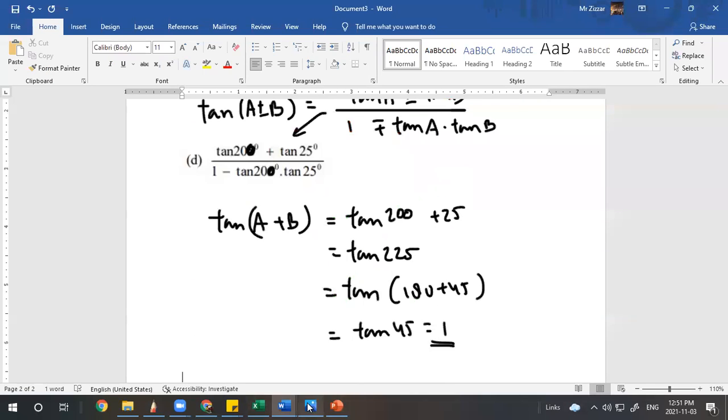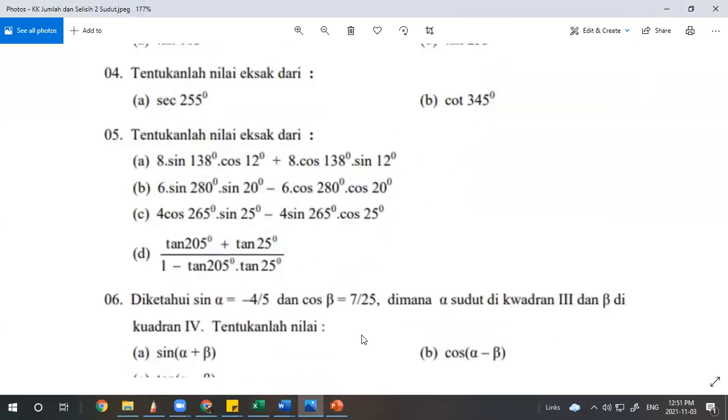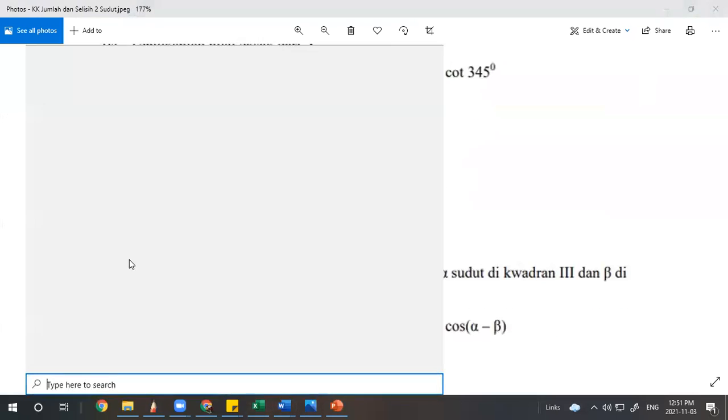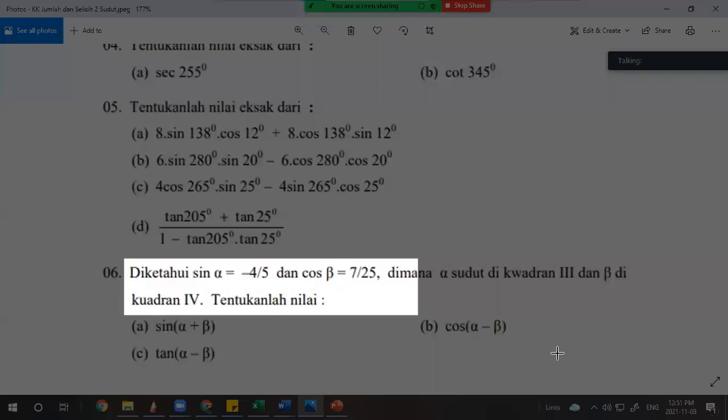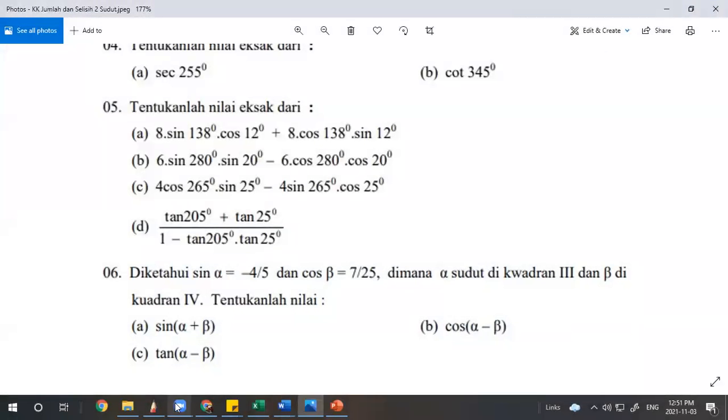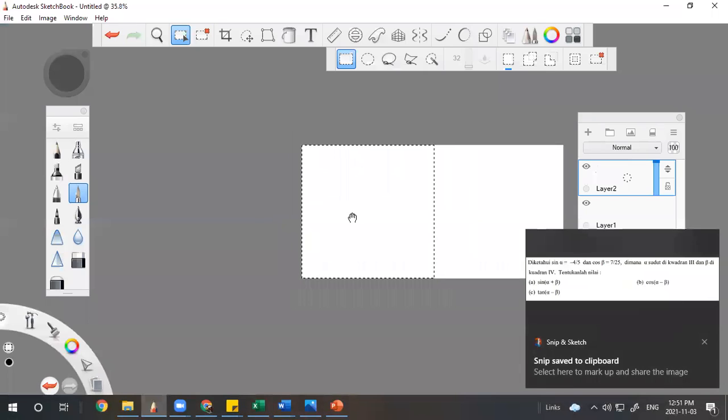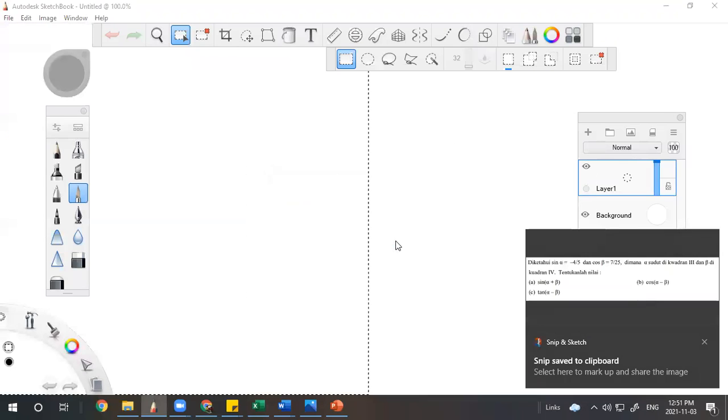Pas 1 jam. Diketahui, given. Ini kita ganti dulu ya. Wait.